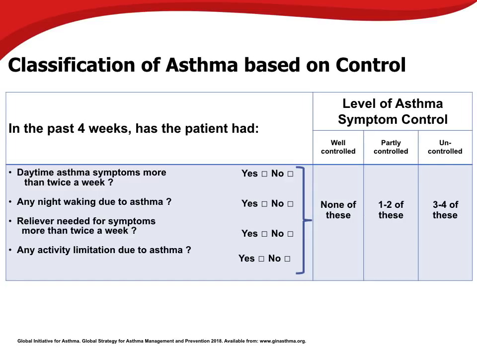We classify asthma in children based on control. This is a questionnaire that helps us diagnose what type of control the child with asthma has. Answering these questions, we can identify if the child is well controlled, partly controlled, or uncontrolled.